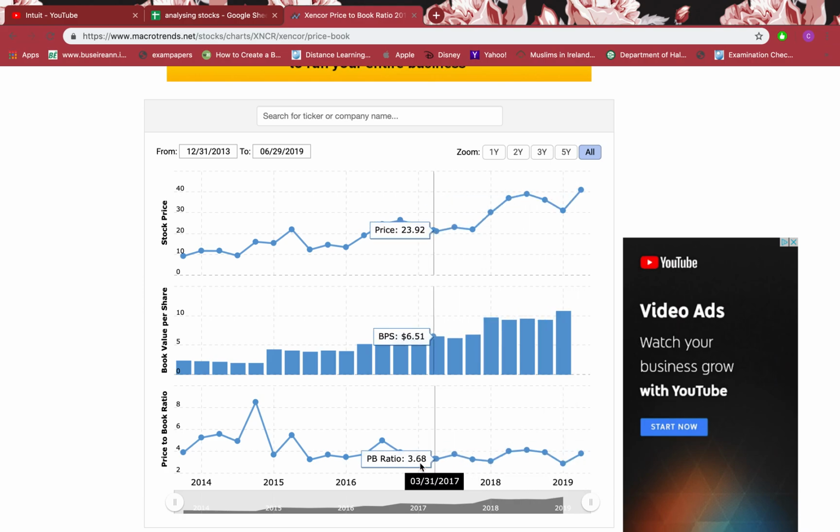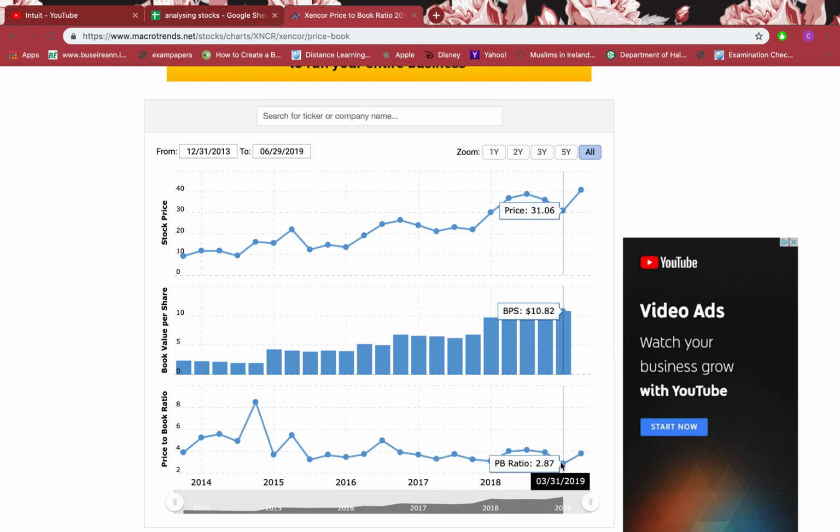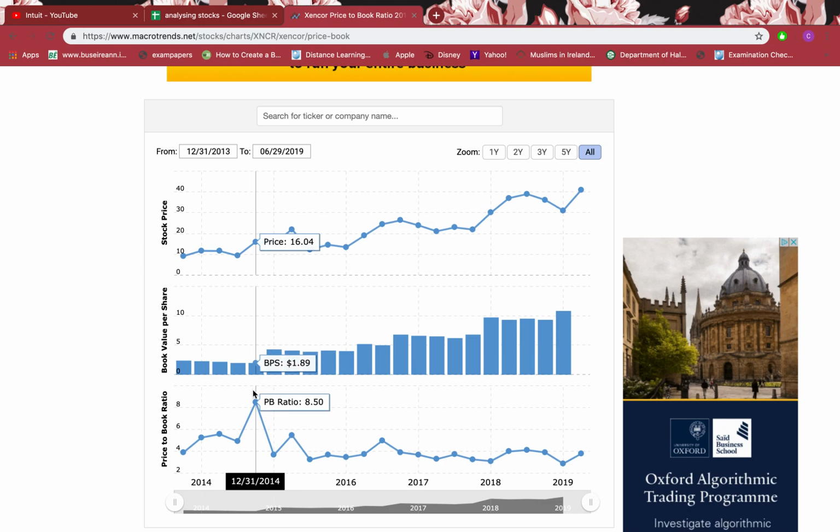And if I just go back and see when the price was the lowest, I think it's in September 2015, that people were paying 3.2823 times. But I think the lowest was in March 2019, because if you just see, the book value is $10.82, which is the cost. But to buy that, people are paying the market price of $31, which is quite expensive. But this stock has been cheapest in March 2019. It has been most expensive in December 2014, when for $1.89, people paid $16.04. It was 8.5 times more expensive.